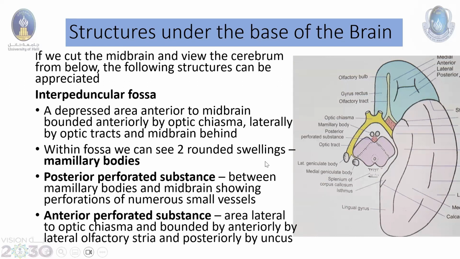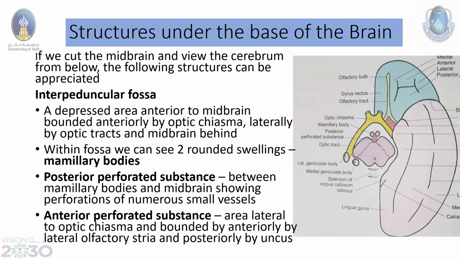Within this fossa, we can see two rounded swellings. These are called the mammillary bodies. Behind the mammillary bodies and in front of the midbrain, you can see a very small area. This is called the posterior perforating substance, between the mammillary bodies and the midbrain, showing the perforation of numerous small vessels.